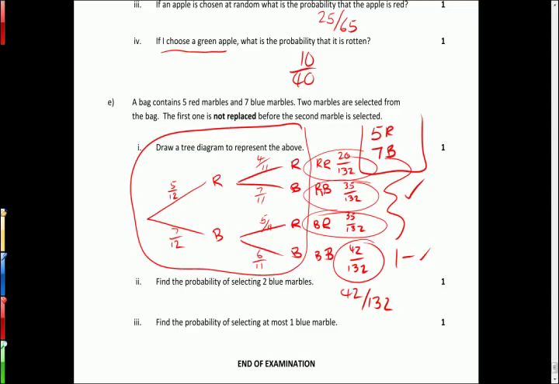If I add all of these up, I get 35 and 35 is 70 plus 20, I get 90 on 132. Or I could have just said, no, it's 1 minus my previous answer, 1 minus 42 on 132, which you'll find anyway is 90 on 132.